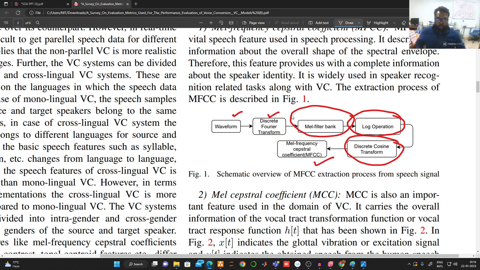Now what is that? This is the main part. After the Fourier transformation, this is the main part that we do in the case of mel frequency cepstral coefficients, and this is also one of the important steps to get the mel frequency cepstral coefficients.